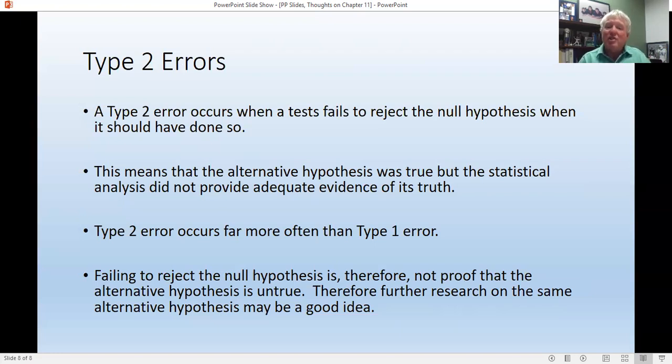So when you fail to reject the null hypothesis, that doesn't mean you just throw it away and say, okay, I had an alternative hypothesis, it wasn't true, let's go on. There's a good chance it was true. Failing to reject the null hypothesis is not proof that the alternative hypothesis is untrue. Therefore, go on and try again.